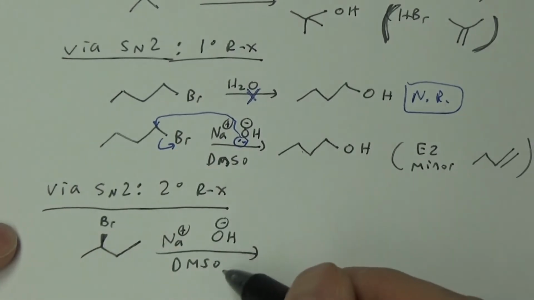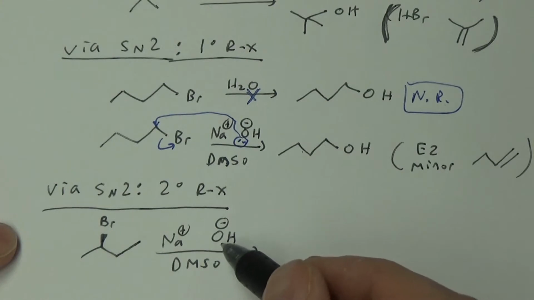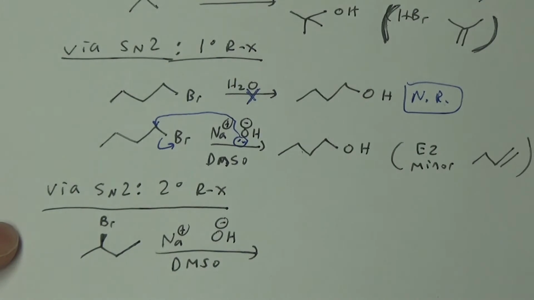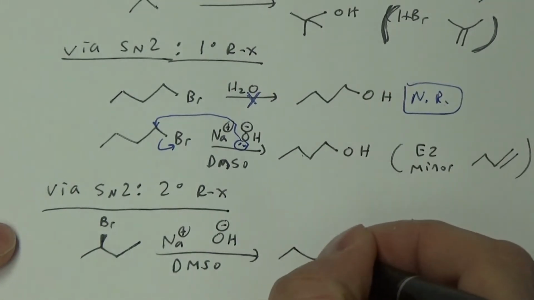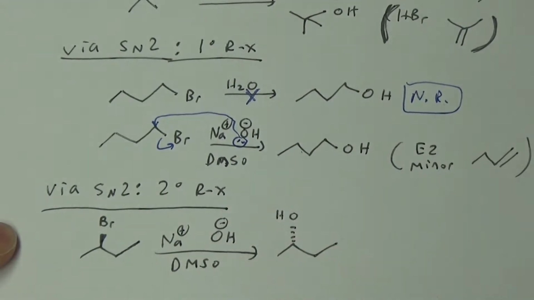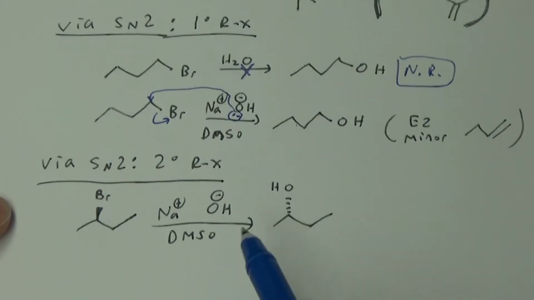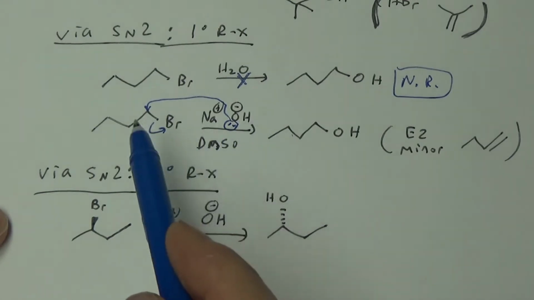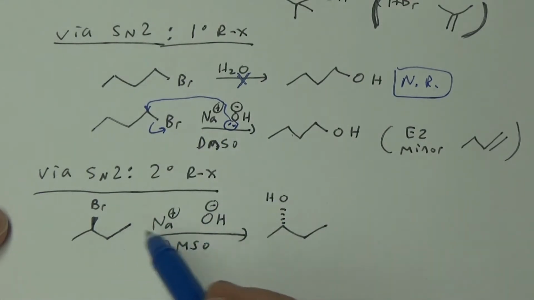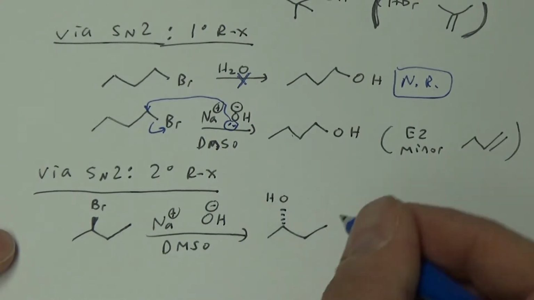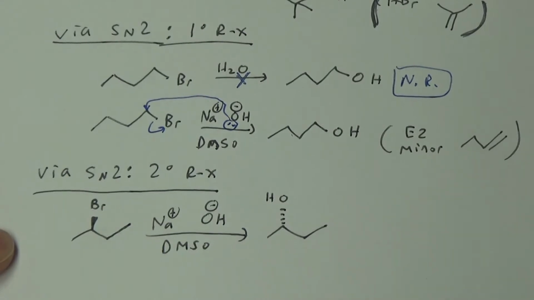Alright, so will this work? It seems like it should work. OH minus, a good nucleophile, kicks off the halide on the secondary alkyl halide, and you would get the secondary alcohol. The problem, though, goes back to the basicity of hydroxide. It wasn't that big of a deal with primary, but once you have secondary, the basicity problem actually gets worse, and so you also get a lot of E2.